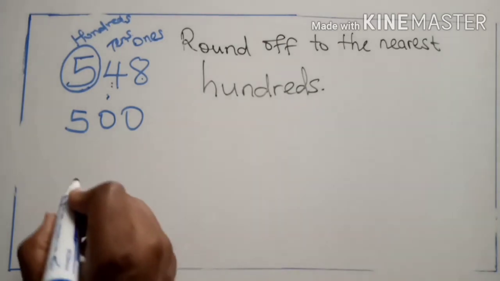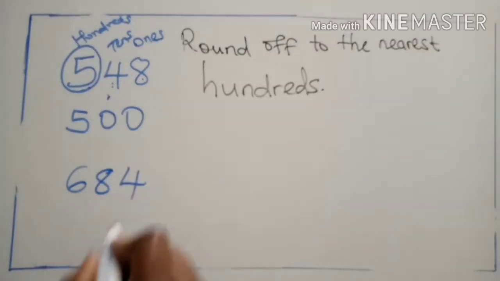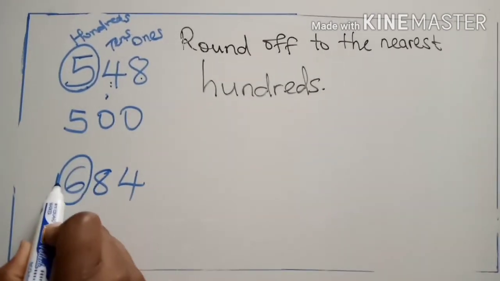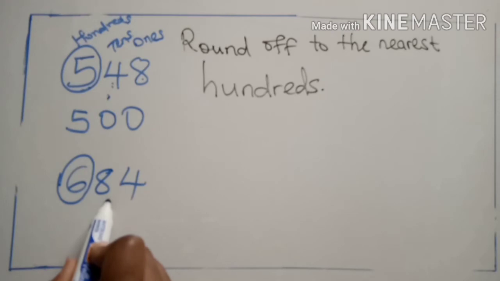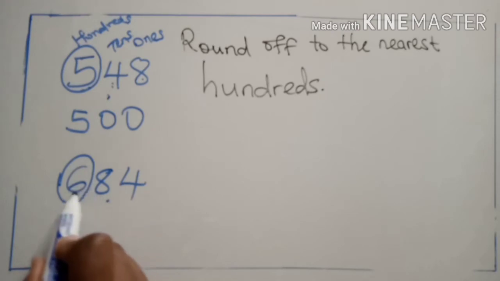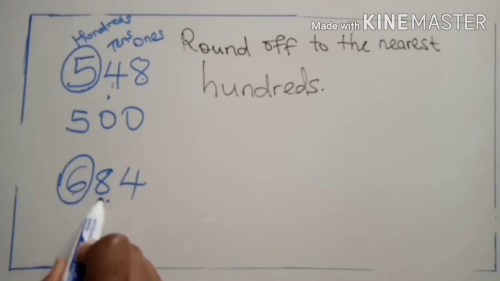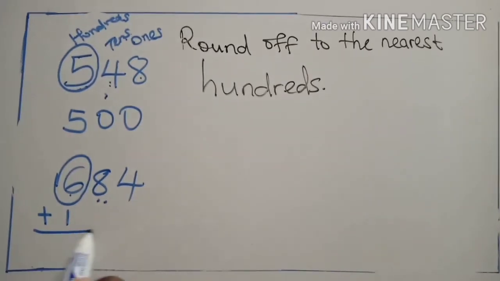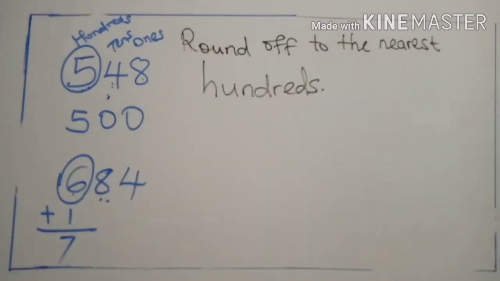684. Let's look at this number, 684. This is the hundreds. We will look at the number to the right of the hundreds, which is already a 5 and above. So that means we are going to round up. Rounding up means we are going to add 1 to the hundreds so that now we have 7. And then every number that is after these hundreds is converted to zeros. So our answer here is 700.